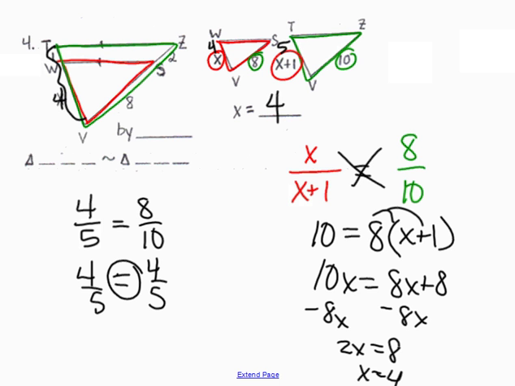Well, we have an angle here, so it could be side angle side, because that is the same in both triangles. It's the same angle. So we have side angle side, and we have to name our triangles. So WVS and TVZ.